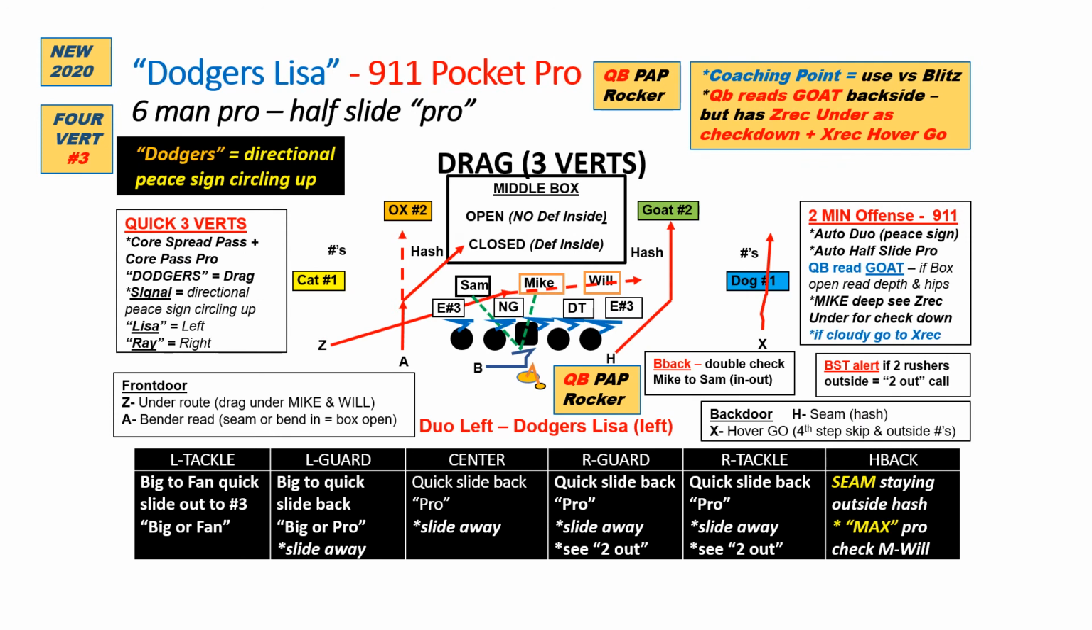This is a great one now to start. You start getting man coverage with your four verts. We'll just add a drag route here, our dragger, so we go Dodgers. What we do then is the Z runs an under route, under the Mike and the Will.